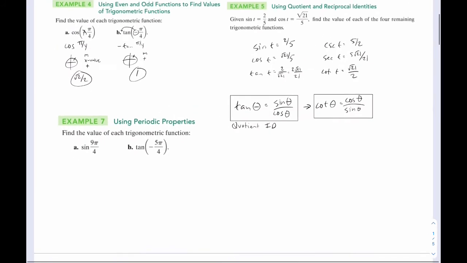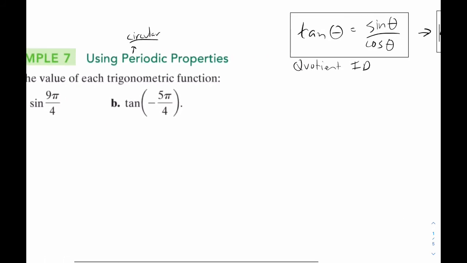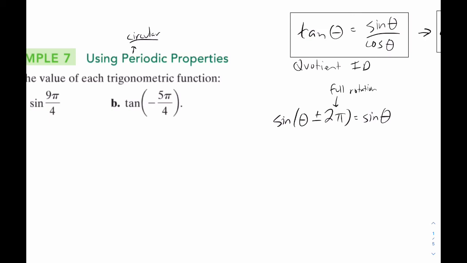Now we go to example 7, using the periodic properties. So periodic just means it's kind of like a circular property. So the idea here is going to be, if you have some sine function, you can add and subtract 2 pi freely, and you get the exact same thing. And that's because that's a full rotation, or in terms of graphing, a full period.